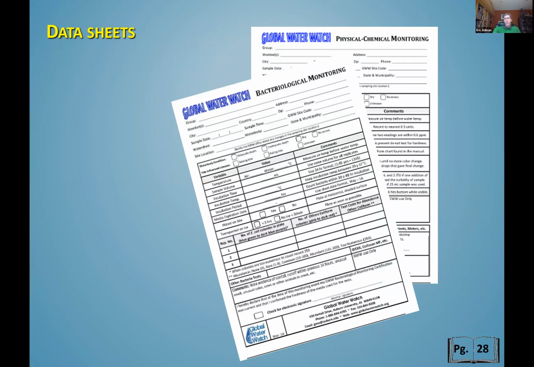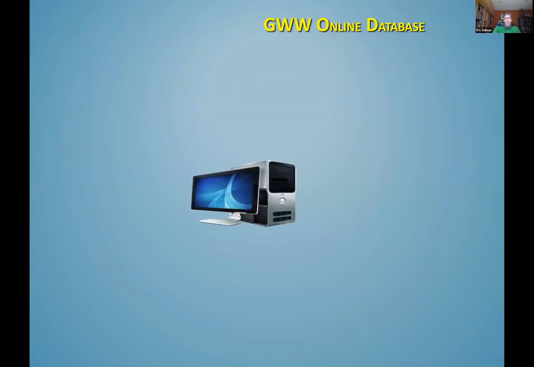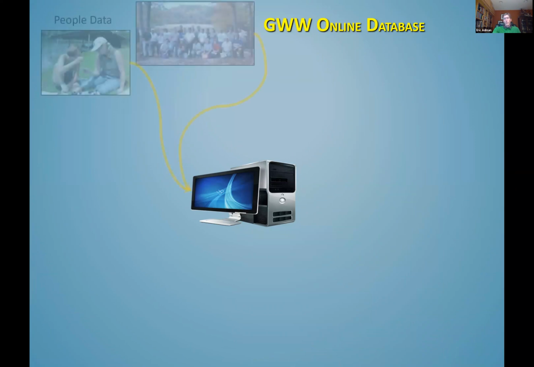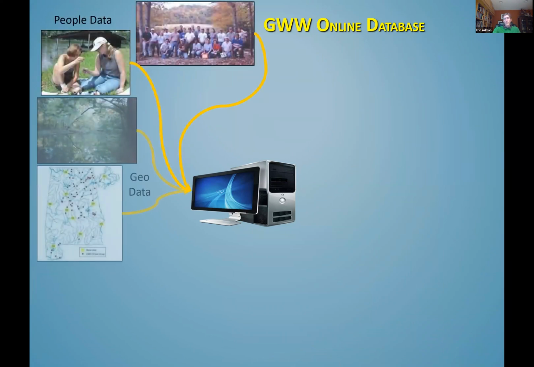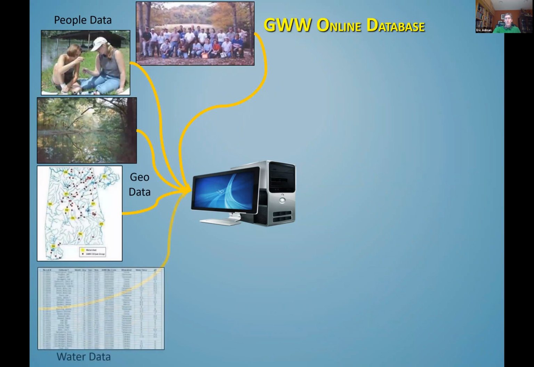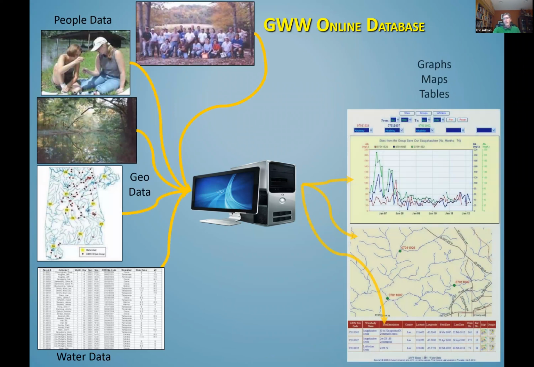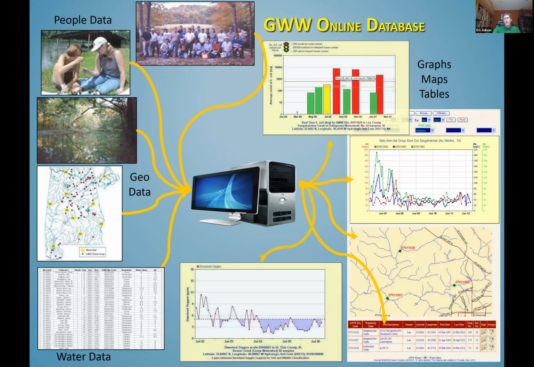We also use what are called data sheets. For our bacteriological monitoring and our physical and chemical monitoring, we use these standard Global Water Watch data sheets. We'll get into those in more detail in the class. And we interact with the Global Water Watch system. Their system tracks the monitors, it tracks the locations, it tracks the data, and then it offers maps and tables and graphs and things that you can use to present and interpret your data.